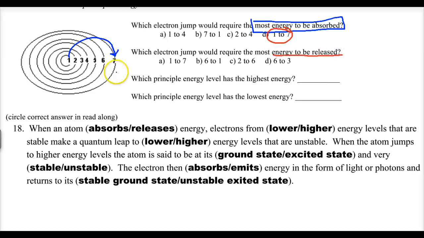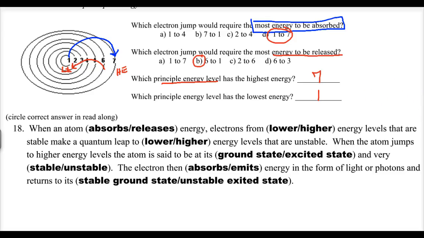The next question wants the most energy to be released. That means I'm going from high energy to low energy. The most energy would be the biggest leap back. So 6 to 1 is the biggest leap back. It's the biggest jump backwards to the nucleus, to low energy. Which principal energy level, that's just the numbers of the shells, has the highest energy? 7, it's farther away. Lowest energy, 1, it's closer to the nucleus.